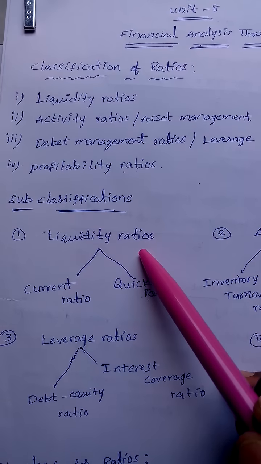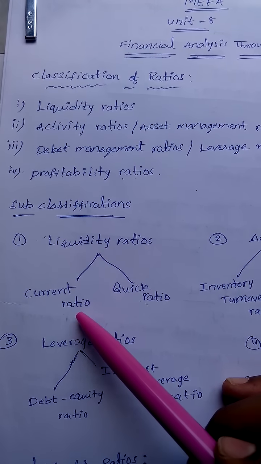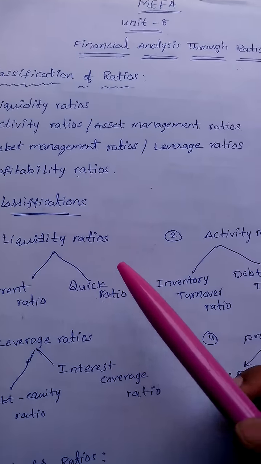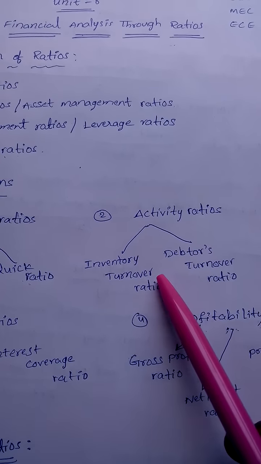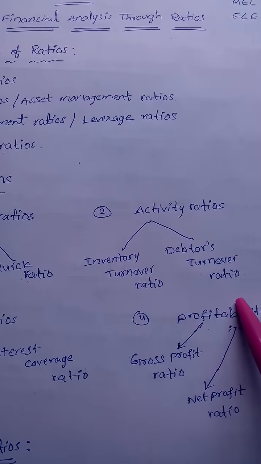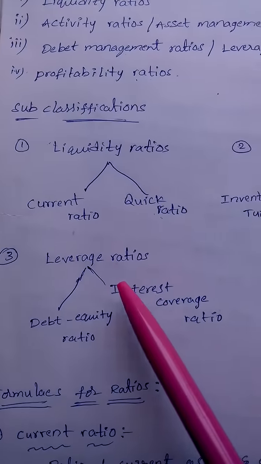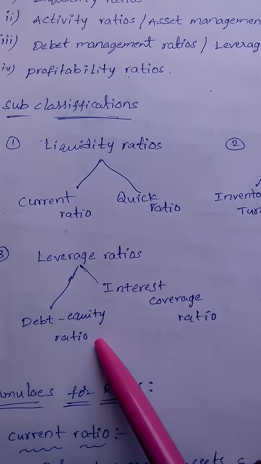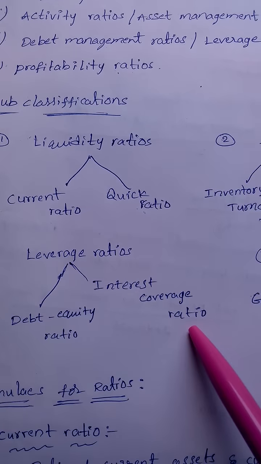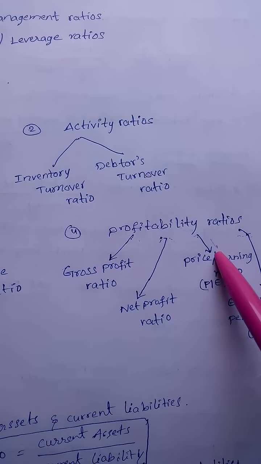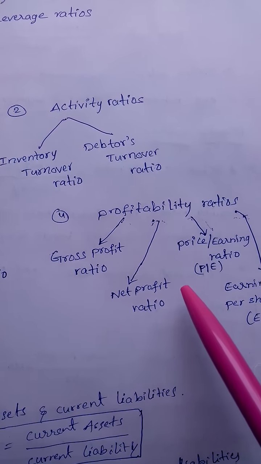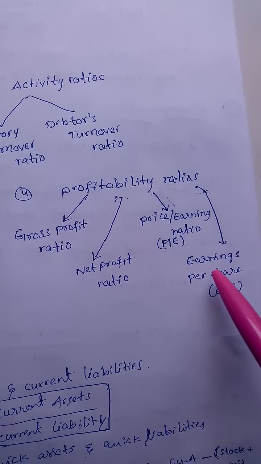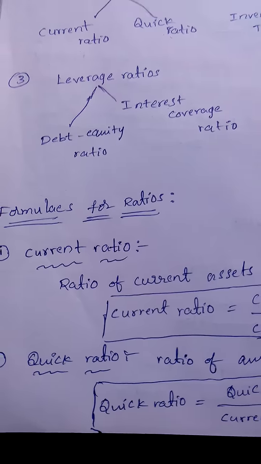Liquidity ratio is divided into two types: current ratio and quick ratio. Activity ratio is subdivided into two types: inventory turnover ratio and debtors turnover ratio. Leverage ratio is divided into debt equity ratio and interest coverage ratio. Profitability ratios are divided into four types: gross profit ratio, net profit ratio, price earning ratio, and earnings per share.